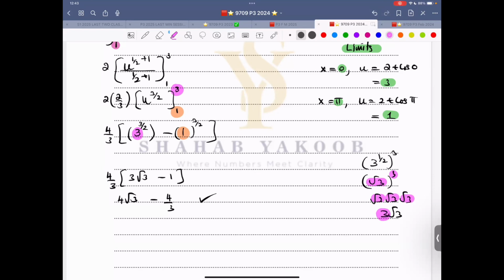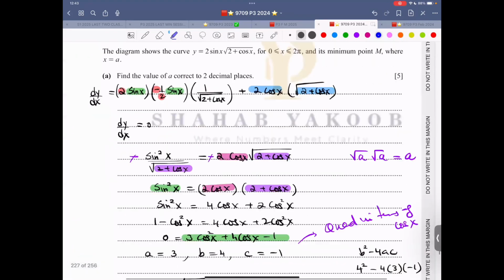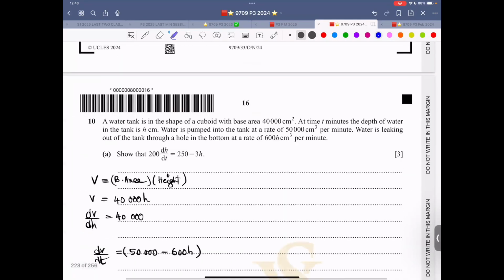2 root 3 becomes 3, and this is root 3. So this is 3 root 3. This is the same orange one, and just open up the bracket, and that is the final answer for this one. So now let me go back up, and there is this, my favorite question of differential equations.